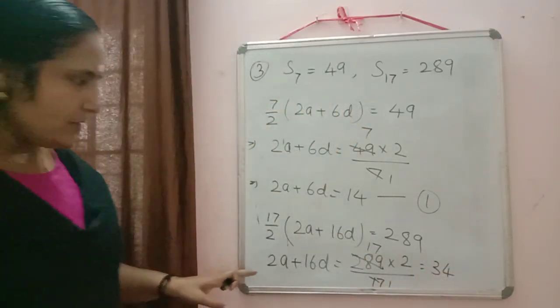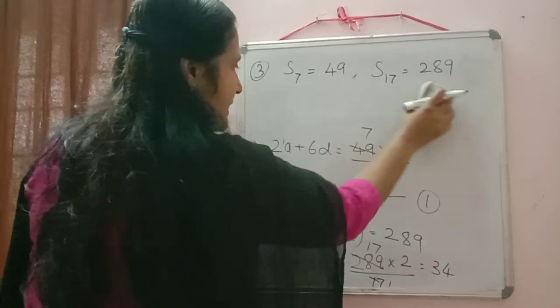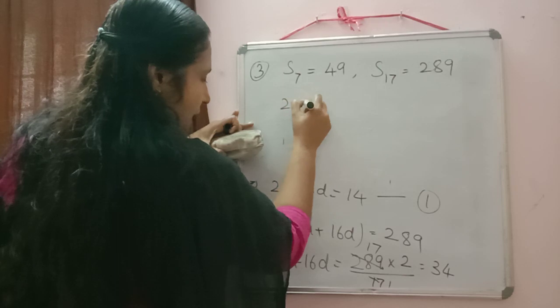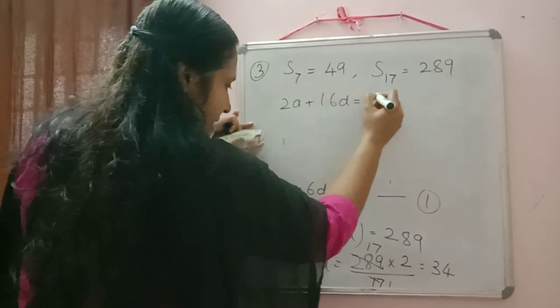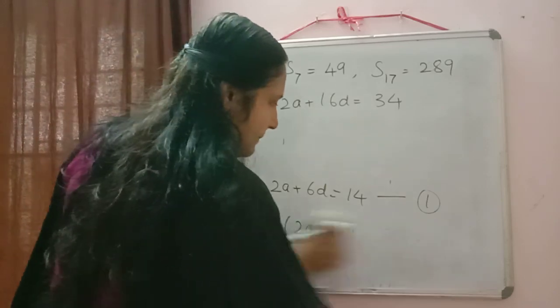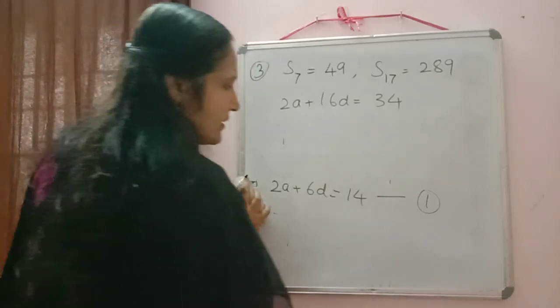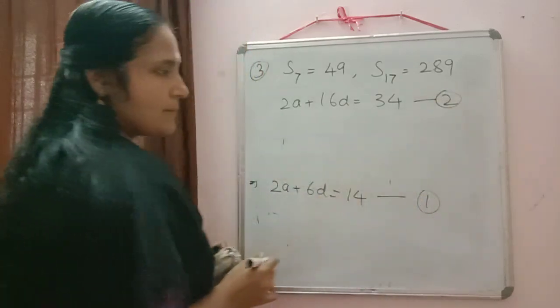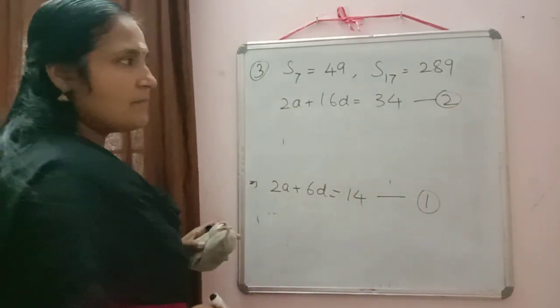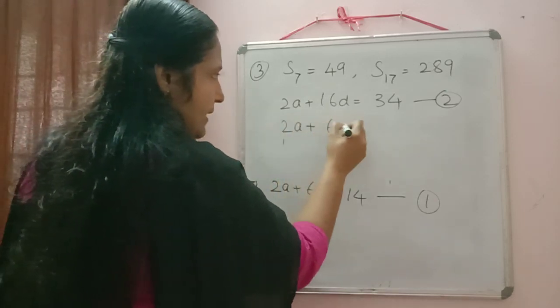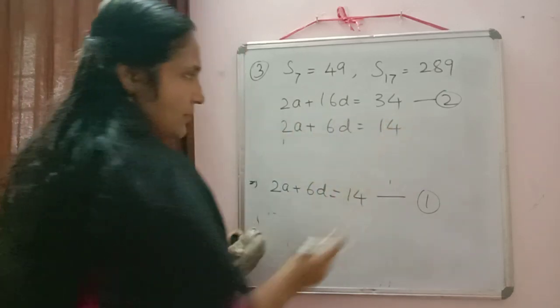So 17 into 2 is equal to 34. So what we are getting? 2a plus 16d is equal to 34. So I am writing here 2a plus 16d is equal to 34. And first equation was 2a plus 6d is equal to 14. So what we will do now? We will make it equation number 2 and we will subtract equation 2 minus equation 1. So equation 1 I am writing here 2a plus 6d is equal to 14.